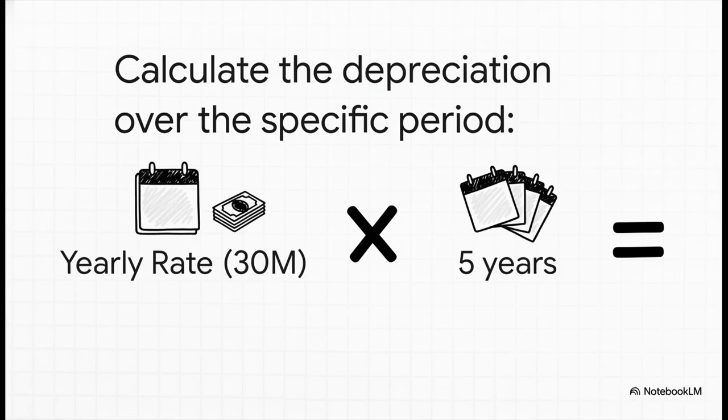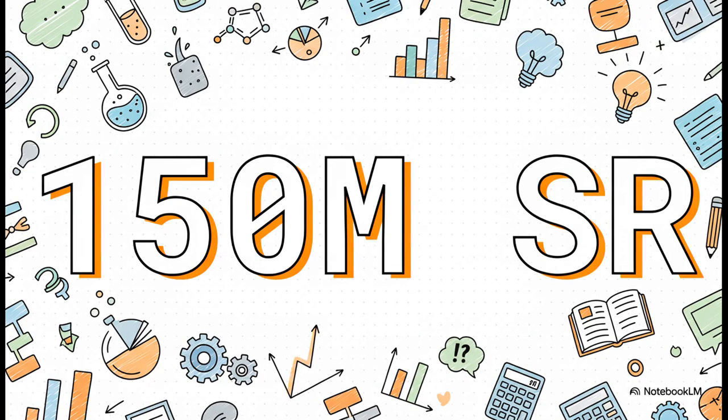The question isn't about 15 years, though. It's about 5 years. So our next logical step is to figure out the total depreciation over that shorter period. We take our yearly rate, 30 million, and we just multiply it by 5. And there we go. That gives us 150 million SAR. That's how much value the plant has lost after its first 5 years of operation. We are almost there. Just one last step.